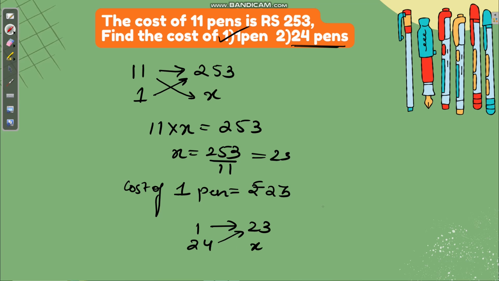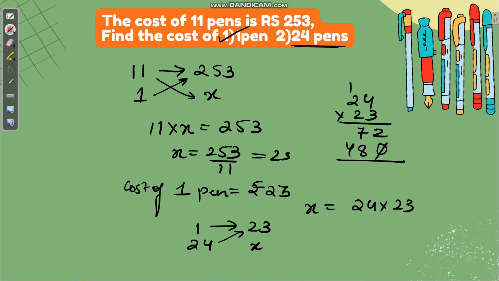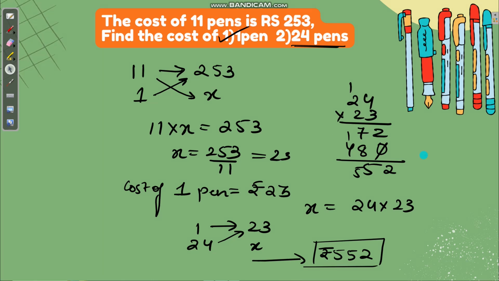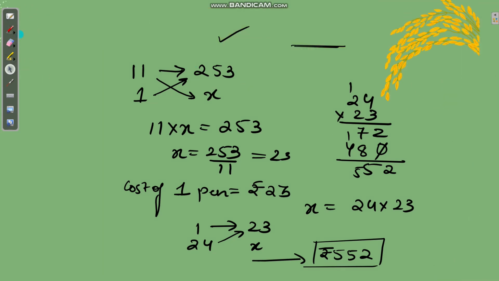You just multiply it. So for 1 pen, the value is 23. So for 24 pens, what will be the value? Just multiply this. x is equal to 24 times 23. So just multiply 24 into 23. 4 threes are 12, 1 carried, 6, 7, 0, 8 and 4. So 2 over here, 5 and 1. So the cost will be 552 rupees. So 24 pens will cost you rupees 552. Let's move on to the next question.